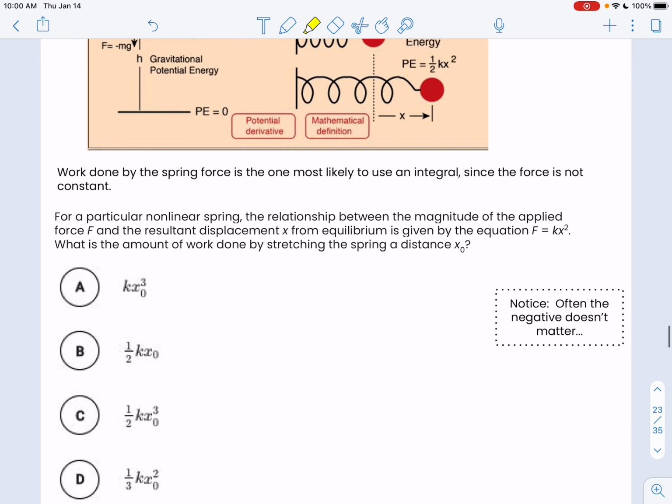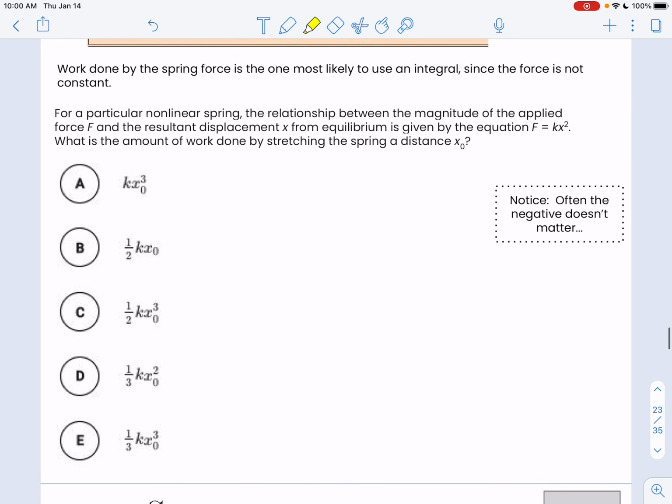Okay, all right, so for example, work done by the spring force is most likely to be an integral because that force is not constant anyway, so that's usually kind of how it's going to show up. All right, so if you look here, you can see that they're telling you the force from the spring is kx squared. All right, and they're asking for the work done.